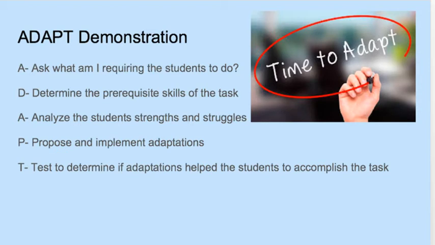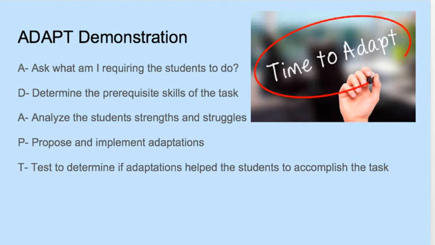So A stands for the teacher asking themselves what they're requiring the students to do. In this case, I expect that Mike comes to school with his homework complete and brings it ready to learn in class. The D stands for determine the prerequisite skills for this class. So what does Mike have to know how to do in order to complete this skill appropriately? So Mike must bring his homework and the materials required to complete his homework home and then back to school again the next day. He must also know what the homework assignments are when he gets home, so he's able to complete them.